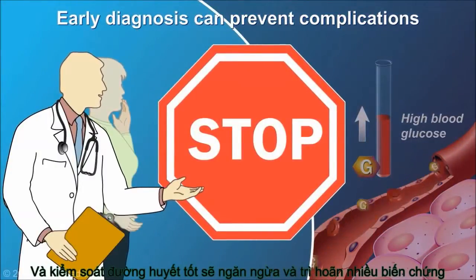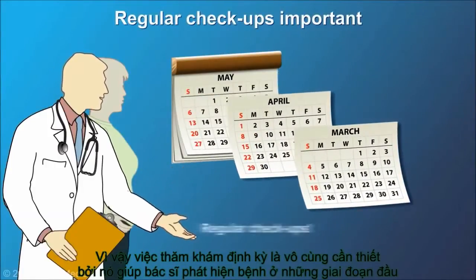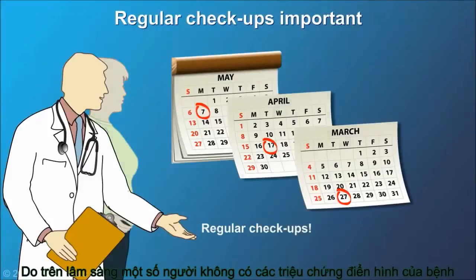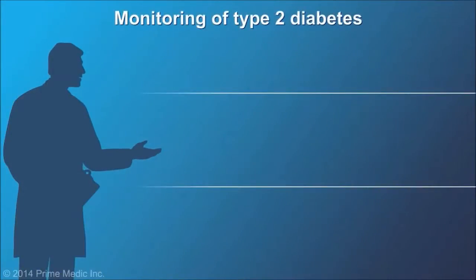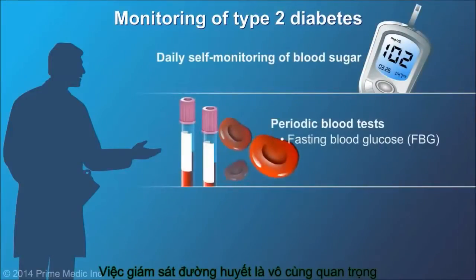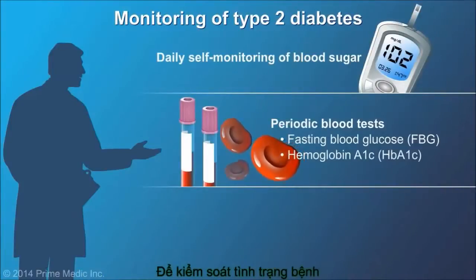Fortunately, diagnosing diabetes at an early stage and managing it well can help delay or prevent many of these complications. Regular checkups are important because at the early stages of diabetes or its complications, a person may not have any symptoms. For the person who has been diagnosed with diabetes, monitoring is very important. Blood glucose monitoring and periodic A1C testing can help you stay on track in controlling your diabetes.